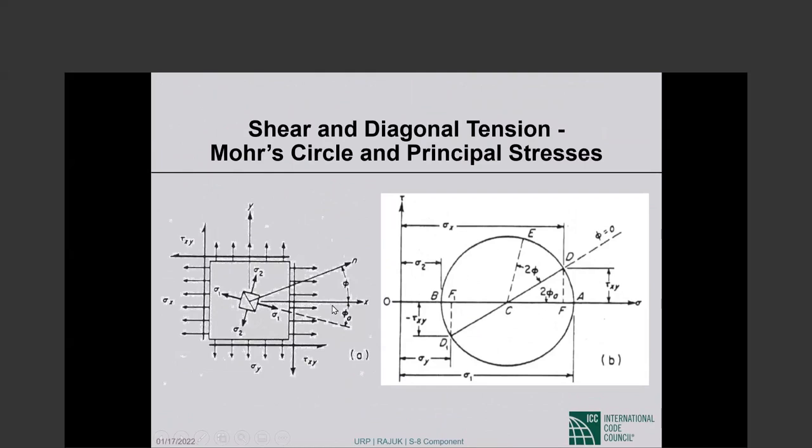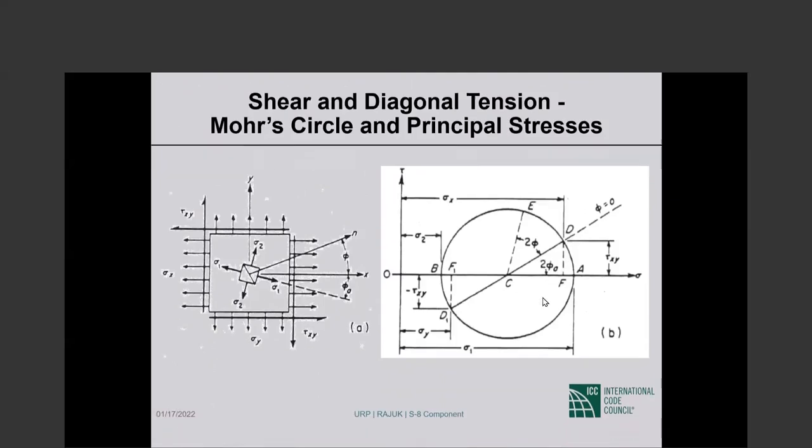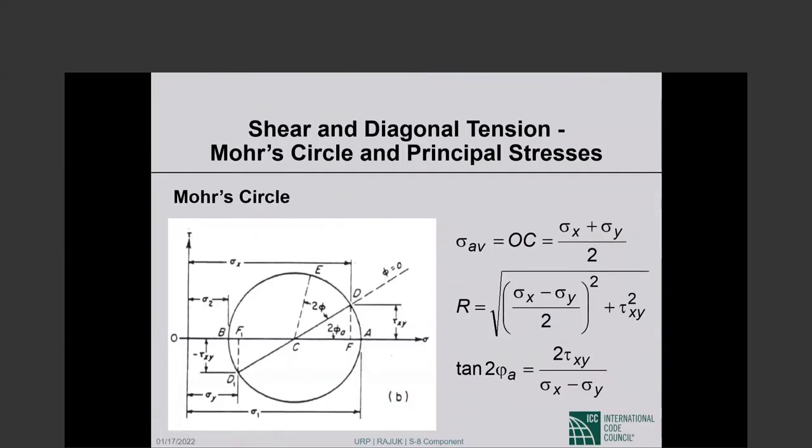I should have pointed out, if the principal stress is inclined at phi A, then on the Mohr circle that angle will be 2 times phi A. Anyway, I don't know that we will do a lot with the angle, but the sigma average is sigma x plus sigma y by 2. The radius is equal to that.